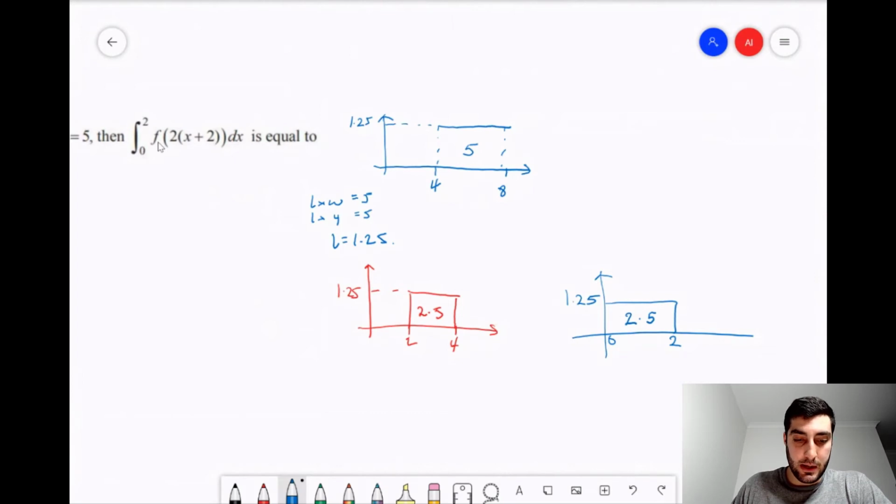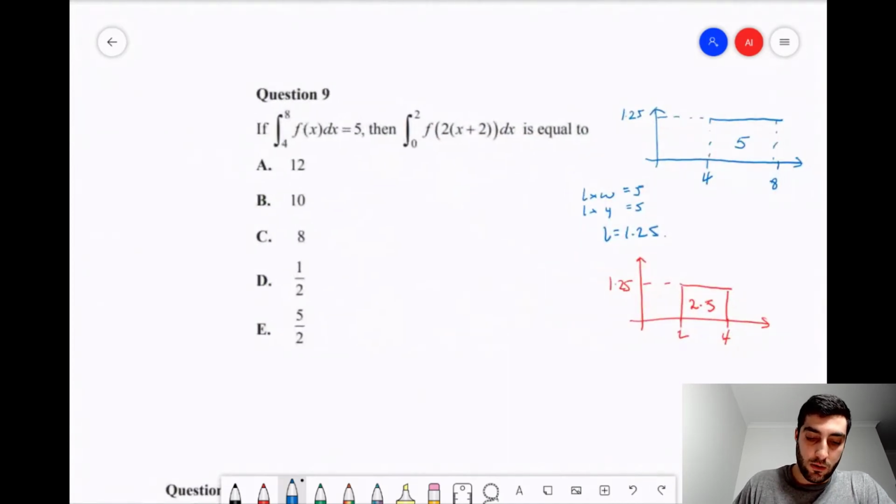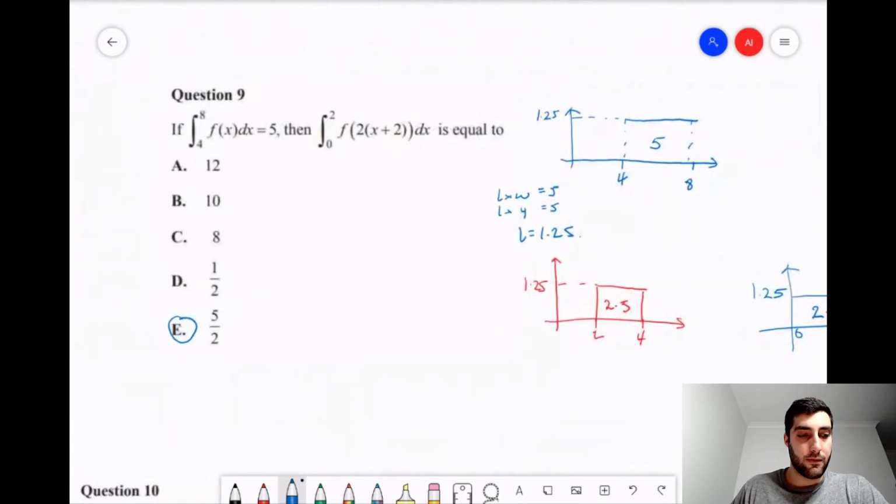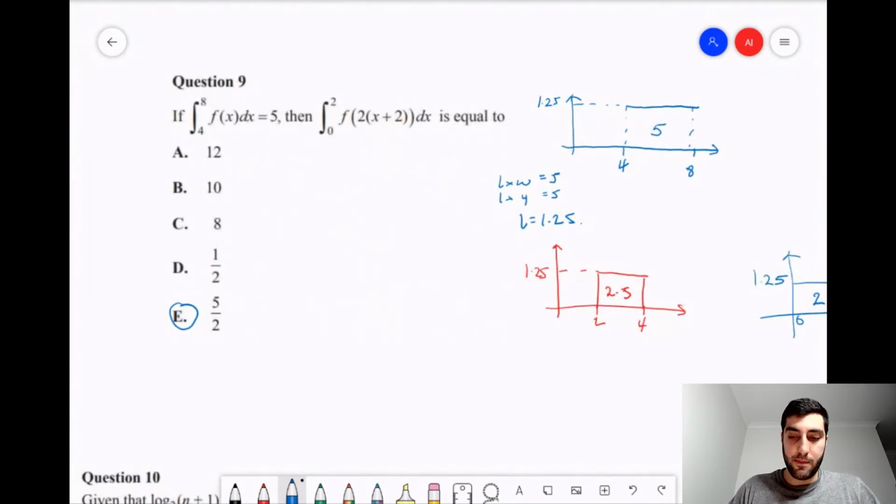So that means this area of f of x, after applying these transformations, is just 2.5. 2.5 as a fraction is 5 on 2. So that's my preferred approach. You can do it algebraically without drawing these graphs, but I just like to draw visual representations sometimes. Moving on to question 10.